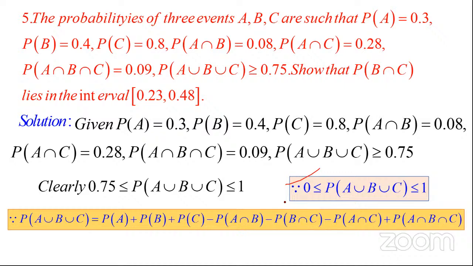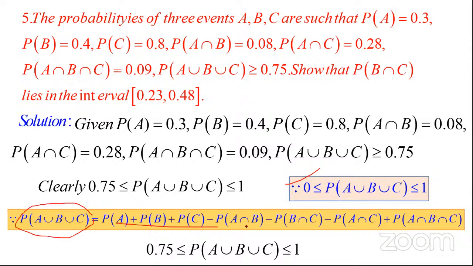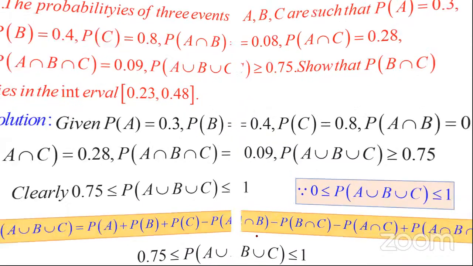From that one, you just have to substitute the values. The condition is this one. So this is P of A union B. Just replace this P of A union B with this one, this value replaced with this one. So then you will get this.